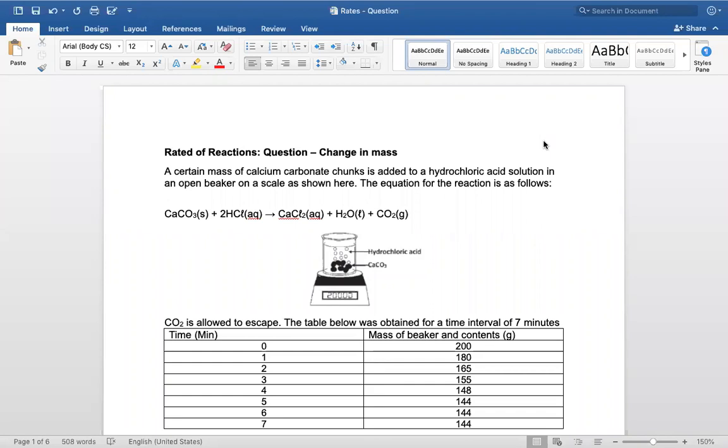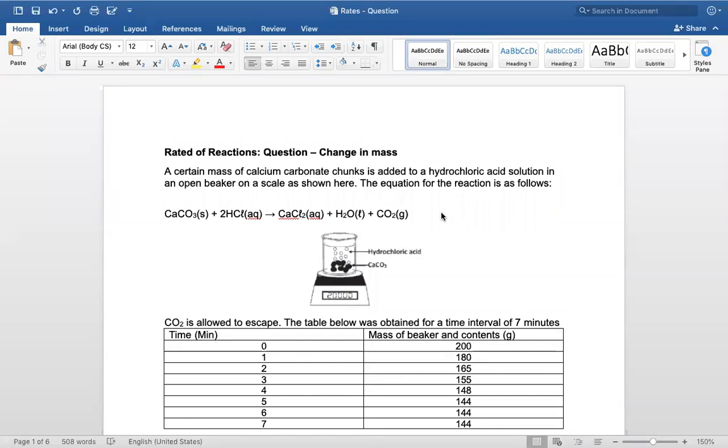A certain mass of calcium carbonate chunks is added to a hydrochloric acid solution in an open beaker on a scale as shown here. The equation for the reaction is calcium carbonate plus hydrochloric acid gives you calcium chloride plus water plus carbon dioxide. Carbon dioxide is allowed to escape. Because the carbon dioxide is allowed to escape, it's called an open system, because the chemicals are not kept within one place, all right?